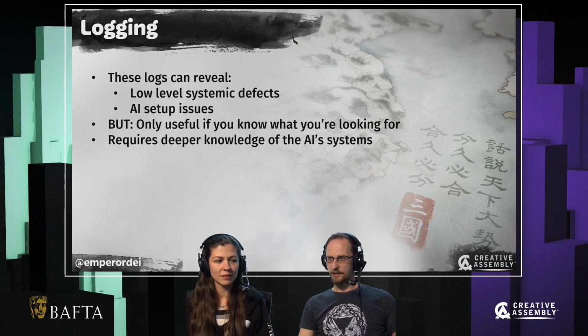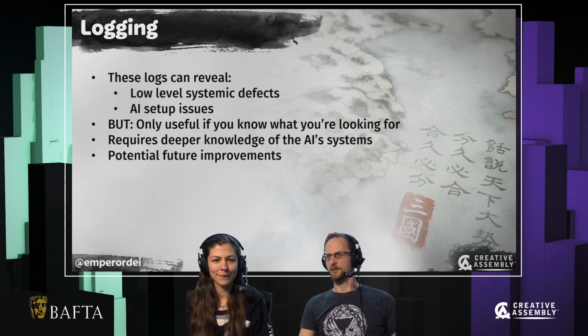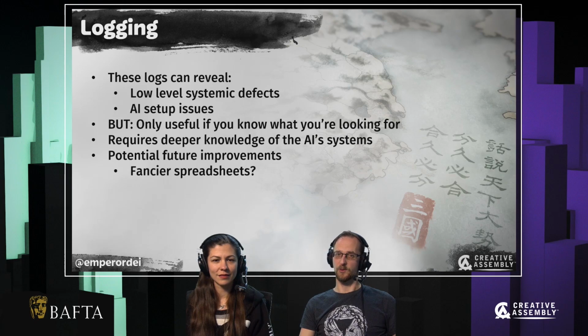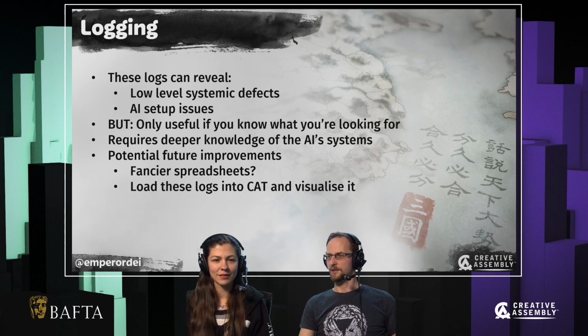Yes, so on Three Kingdoms, this detective work was done by AI designers because analyzing AI behavior is part of our daily routine. And from time to time we ask the question, how can we improve the process of analyzing these logs? One improvement could be to make the spreadsheets look less boring. I would love that. But on a more serious note, we could potentially add support for loading these logs into CAT and visualize it, use infographics, etc. So imagine these army objectives being displayed on the map as arrows. That would be very, very good. That would be a nice improvement.